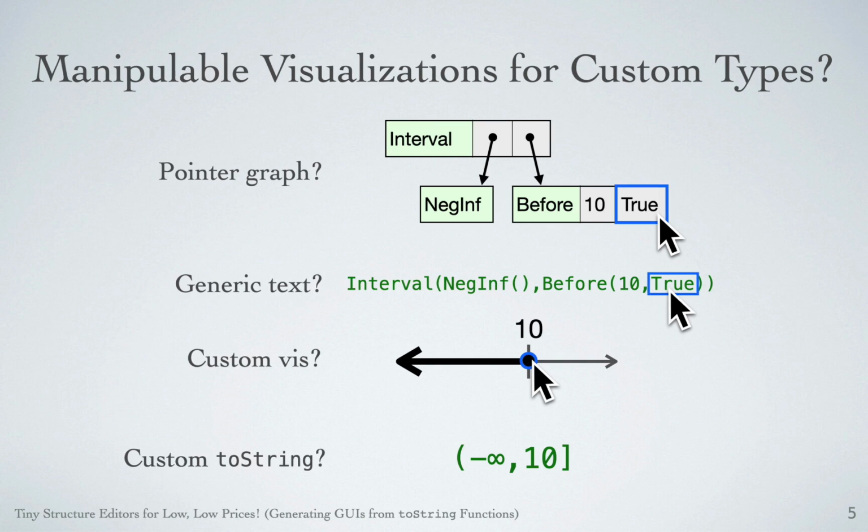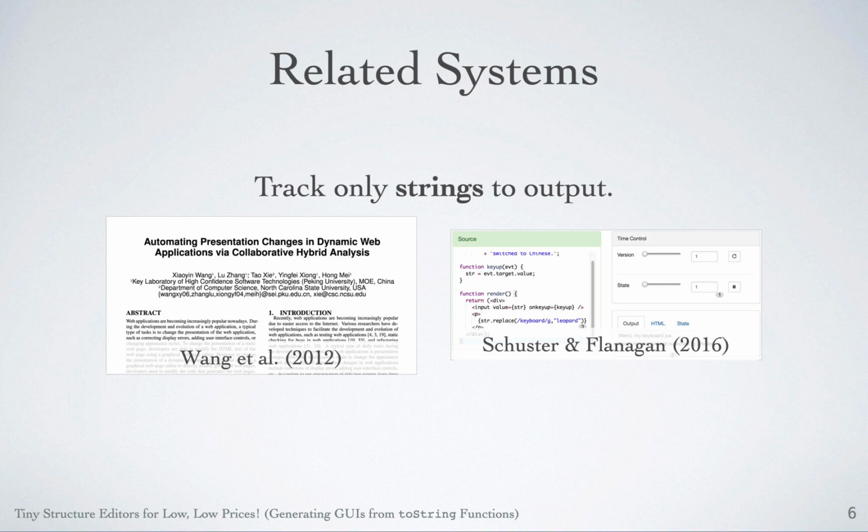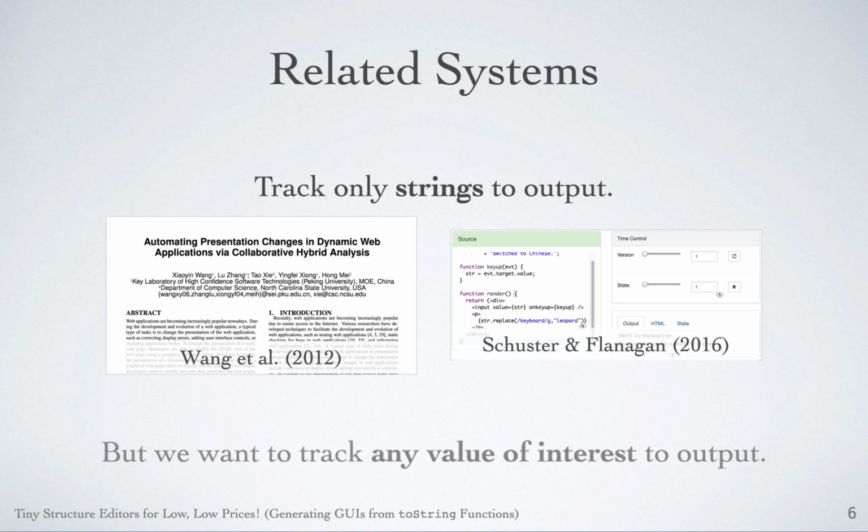Well, programmers already write toString functions. Maybe we can take their toString function and automatically turn that into an editor. So that's the approach that we're taking here. Now, there are a couple of systems that let you change strings in the output of a program, and they can backpropagate those changes to strings in the input, but they only backpropagate to strings in the input. We need to be able to do this for any value of interest.